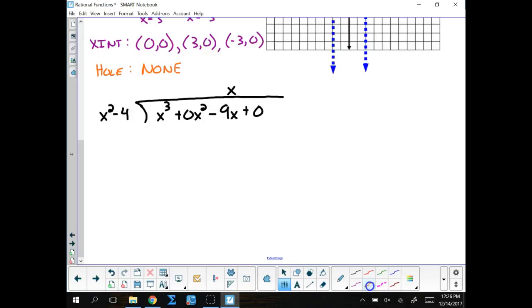X is the first thing that I'm going to multiply by. That's going to give me x cubed minus 4x. Change my signs. The x cubed goes away, nothing, negative 5x, drop it like it's hot. See that? Is there any way that I can make x squared look like negative 5x? No. So then that becomes my remainder.